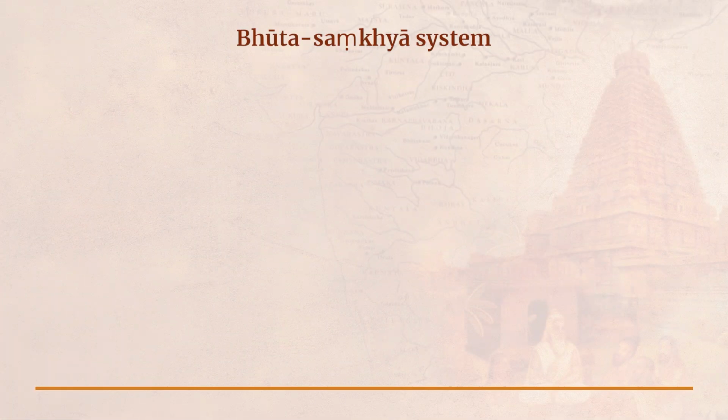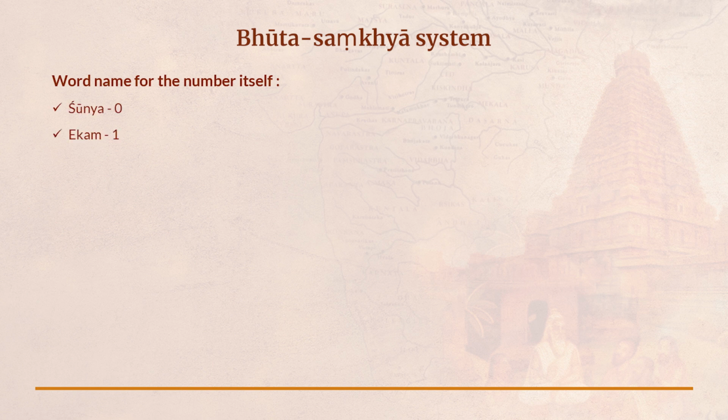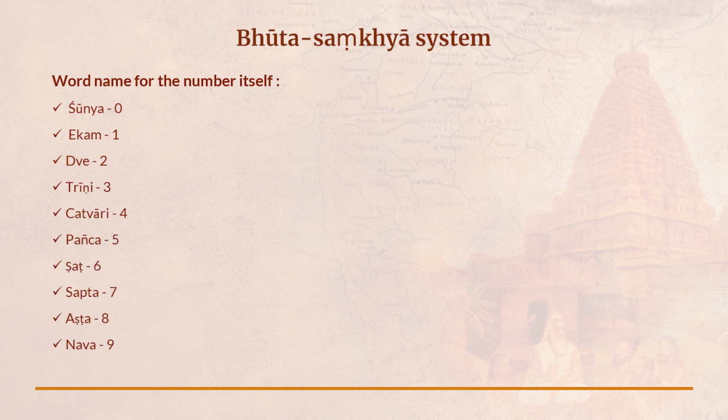Just to give you an example, what are all the different conventions used? First of all, word names for the numbers itself are used. For example, Shunya can be used for 0, Ekam for 1, Dvi for 2, Trini for 3, Chatwari for 4, etcetera, Nava for 9 and so on. That is one straight method of using.